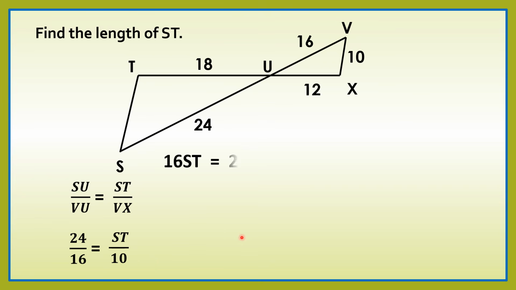Cross multiplication, we will have now 16 ST is equal to 24 times 10. So, etong dalawa, multiply natin. At saka ito. Okay? So, we will have now 16 ST is equal to 24 times 10. So, 24 times 10 is 240.